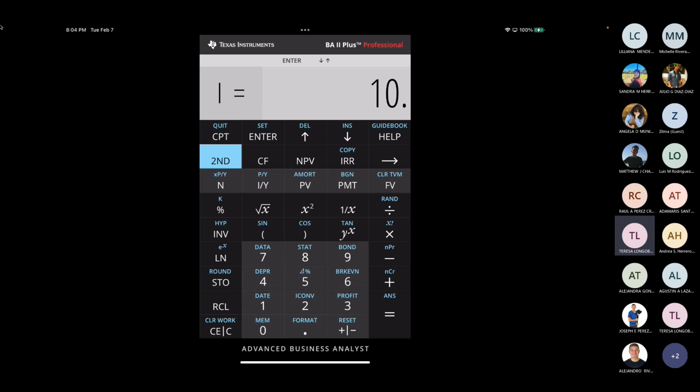What do we see here? NPV. So if you hit NPV, you should be able to scroll. There's a bunch of things in here. Okay. Interesting. All right, so there's numbers in here already.